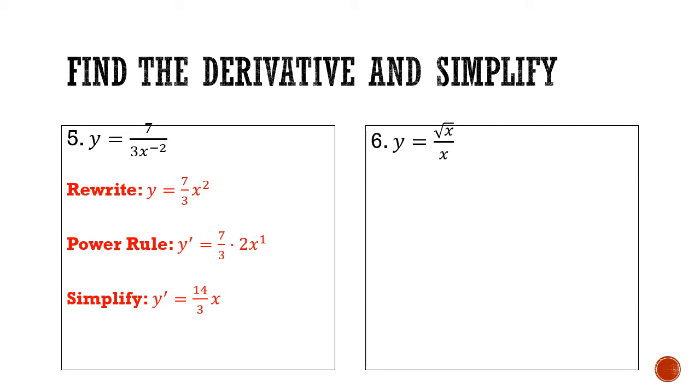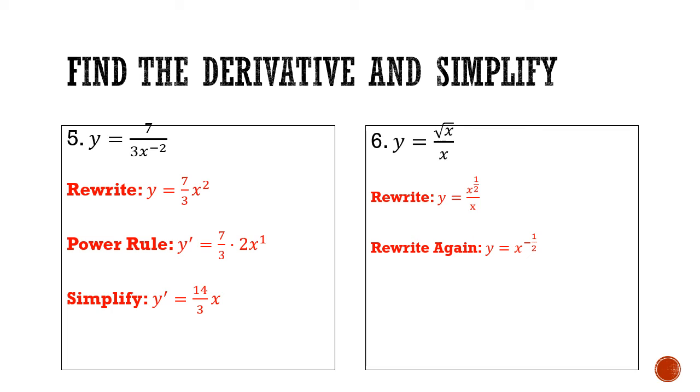Number 6. Now first we're going to change the square root of x to a rational exponent, which you know is x to the 1/2. And then you can't apply the power rule when you have an x in the numerator and the denominator, so we're going to use our exponent rules. So we have y equals x to the 1/2 over x. Properties of exponents, so you're going to subtract x to the 1/2 minus 1. And that's x to the negative 1/2.